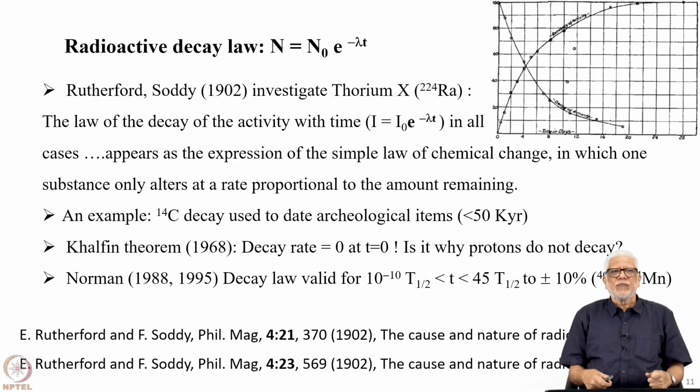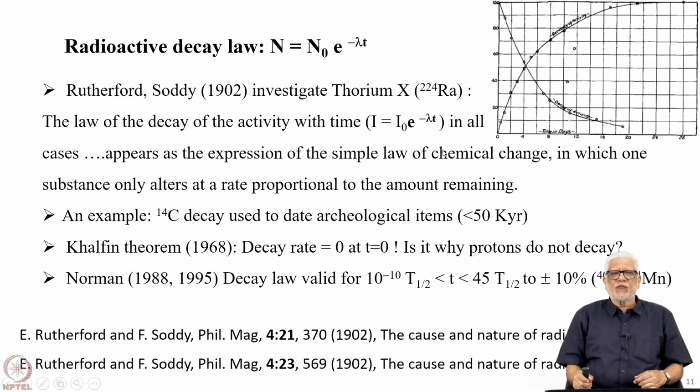Okay, so Rutherford and Soddy in 1902 investigate thorium X, which we now know as 224 radium, and they plot this decay curve, how the radioactivity decreases as a function of time, and how the daughter activity actually grows with time. The daughter activity grows in exactly a complementary manner.